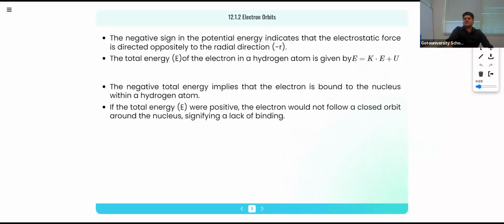The total energy of the electron in a hydrogen atom is given by the equation. The negative total energy implies that the electron is bound to the nucleus within the hydrogen atom. If the total energy were positive, the electron would not follow a closed orbit around the nucleus, signifying a lack of binding.